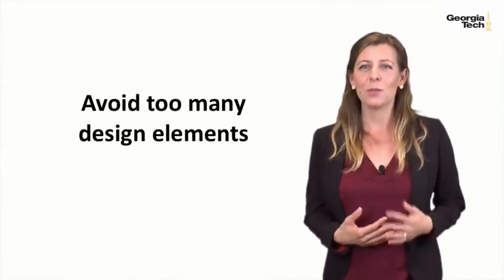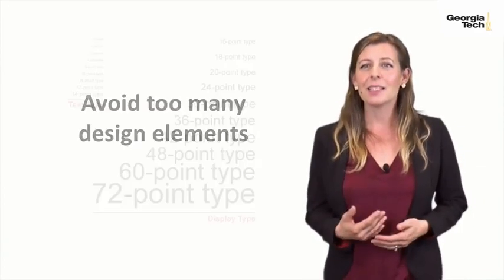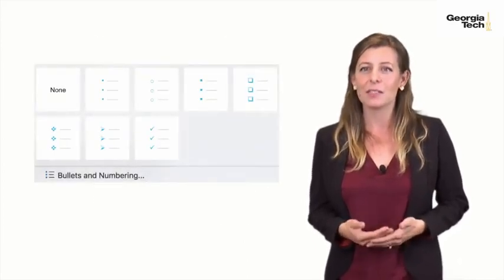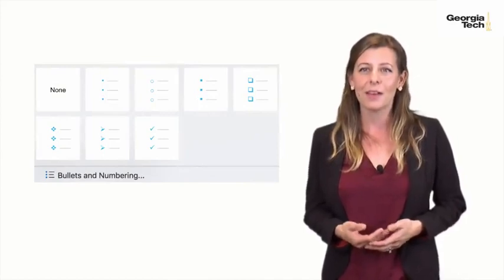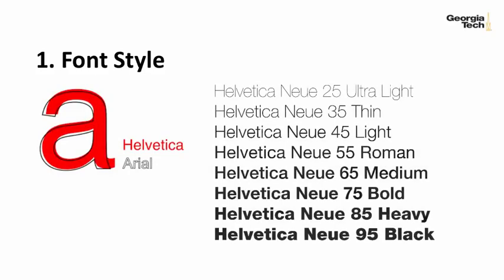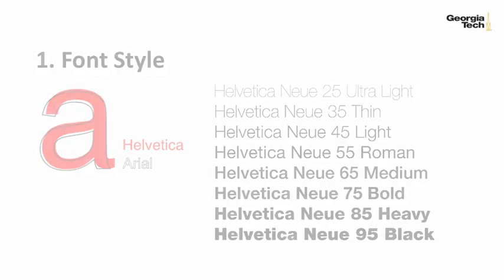Just as you want to avoid too many words, you also want to avoid too many different design elements. These include font styles, sizes, and colors, as well as graphic items like bullets, numbers, boxes, and arrows. Let's look at each of those separately. First, font style. It's best to choose one type style, preferably a sans serif font like Arial or Helvetica, with clean lines and no extra details on the letters. These are easy to read on screen and won't distract the listener or reader from understanding your message.